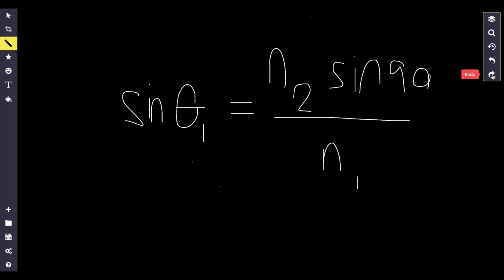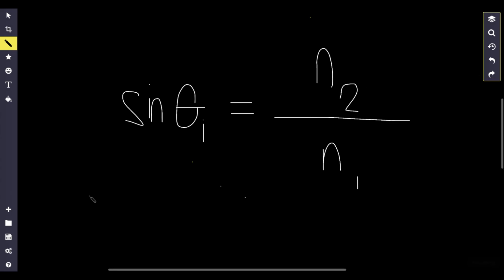by sine of 90 degrees. But sine of 90 degrees is just 1, so that cancels out. And I get that sine of the critical angle is going to be equal to n2 divided by n1. Basically, the ratio between the indexes of refraction. Okay? All you have to do now is take arc sine of both sides, and then you can solve for the angle of incidence.